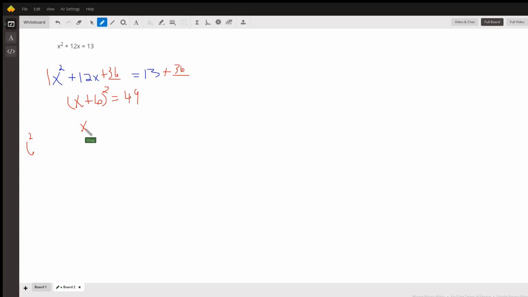Take the square root of both sides. Well, the square root of 49, there are two square roots, plus or minus 7. Subtract 6 from both sides: negative 6 plus or minus 7. We can say the roots are negative 6 plus 7, which is 1, or the second root is negative 6 minus 7, which is negative 13.